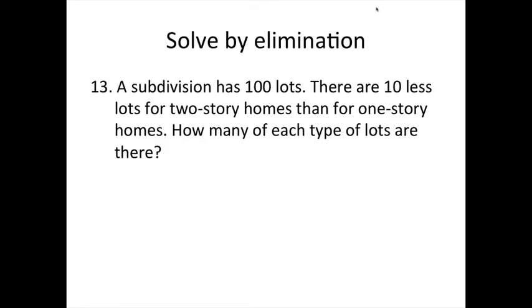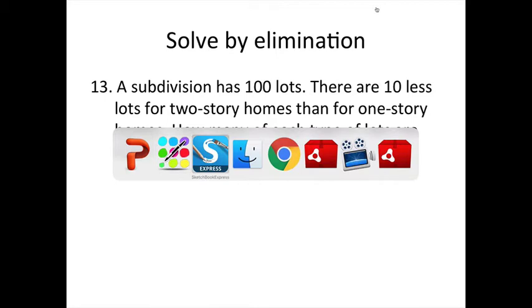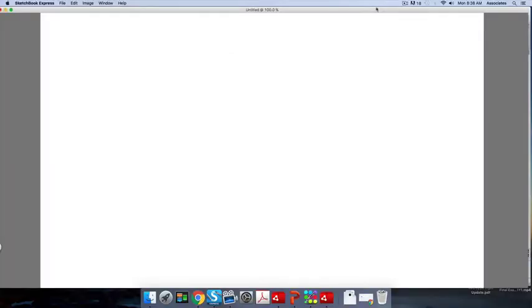And now, here's a word problem solved by elimination. A subdivision has 100 lots. There are 10 less lots for two-story homes than for one-story homes. How many of each type of lot are there? So let's go to our slate. I'm going to let x equal the number of two-story lots. I'm going to let y equal the number of one-story lots.